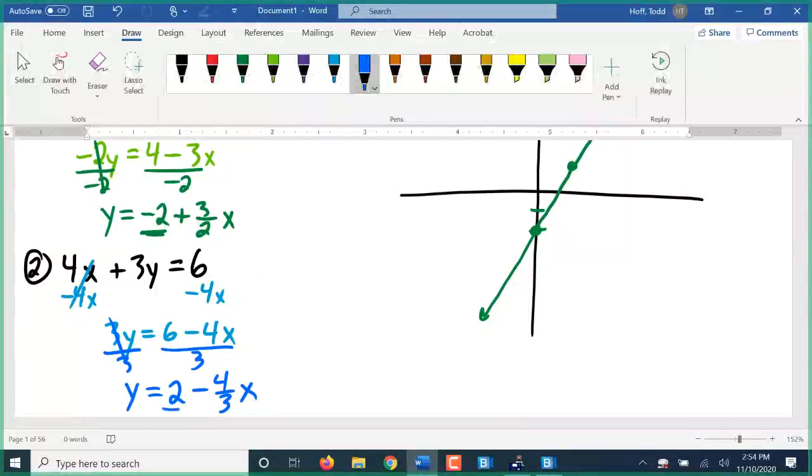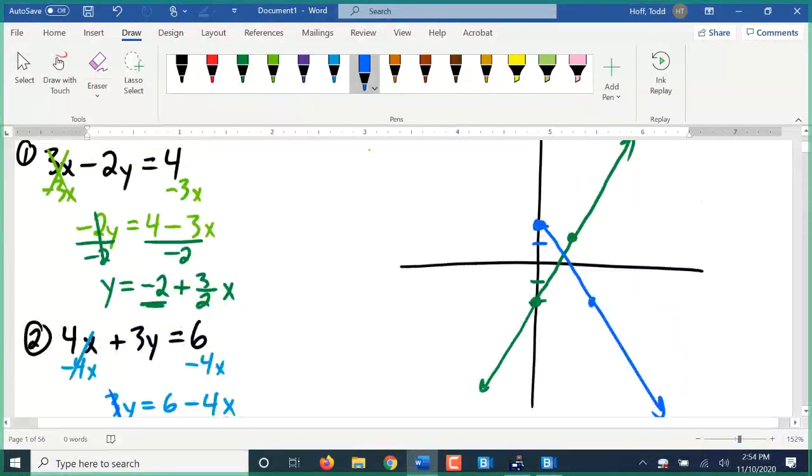So that means we're going to start at the positive 2. Right there. And from there, negative 4/3 means we go down 4 over 3. Get our second point. So our line goes through those points.